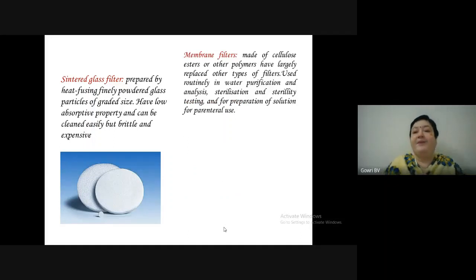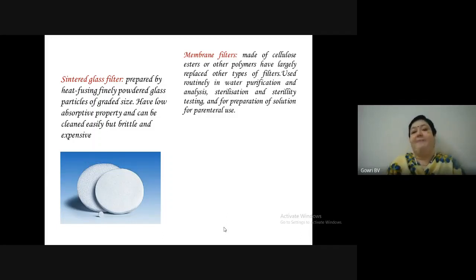expensive. The membrane filters, the commonly used filters made of cellulose esters or other polymers, have largely replaced other types of filters used routinely in water purification and analysis, sterilization and sterility testing, and for preparation of solution for parenteral use. So any substance that cannot employ heat as a method of sterilization can be sterilized using the membrane filters, most probably in the form of solution.